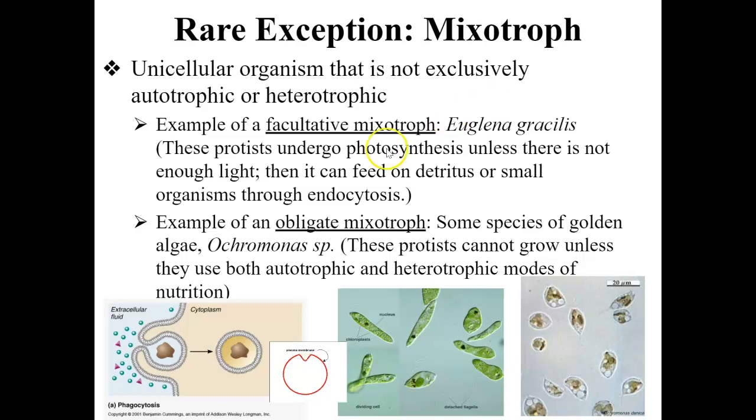A different type of mixotroph is called an obligate mixotroph. Obligate mixotrophs are organisms that cannot grow or survive unless they use both autotrophic and heterotrophic modes of nutrition. So it's not like they do one in the absence of the other. They have to do both. Some species of golden algae are examples of obligate mixotrophs.